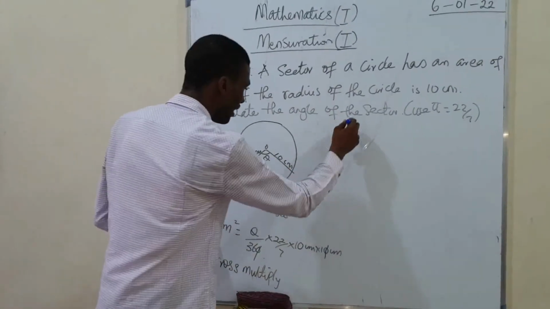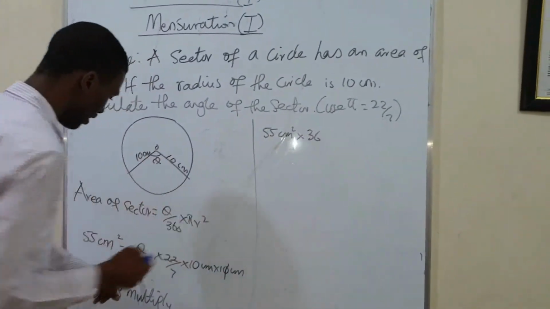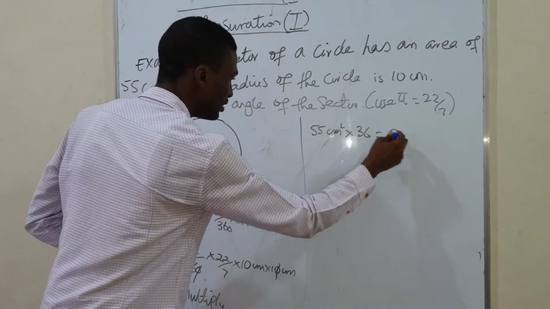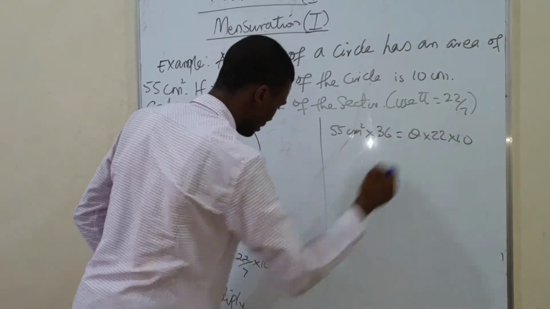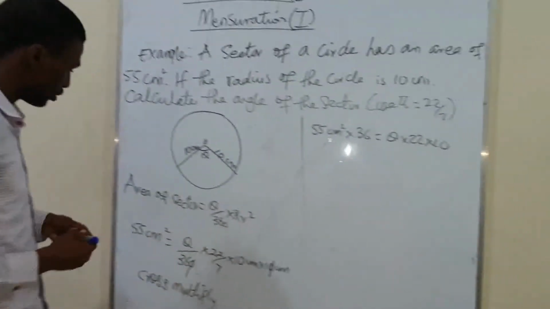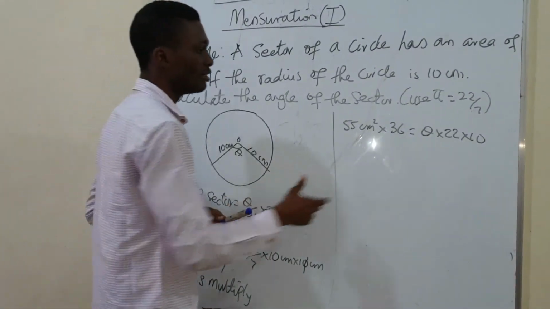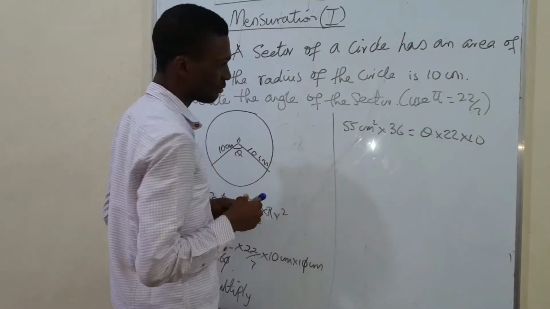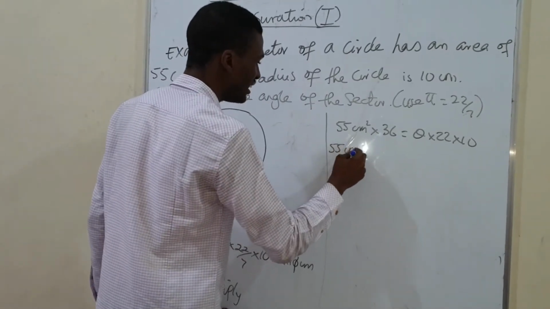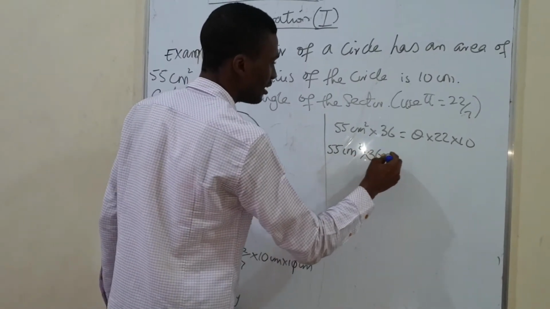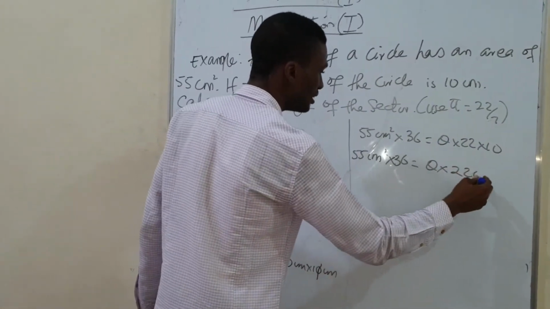We have 55 cm squared times 36, which is left, equals theta times 22 times 10. 10 times 1 is 10. So we have 55 times 36 equals theta times 22 times 10. Since we are looking for theta, we can say 55 cm squared times 36 equals theta times 22 times 10 equals 220.